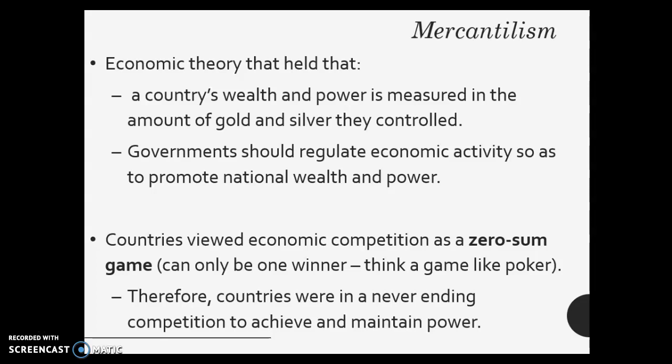Zero-sum game is like poker. There can only be one winner, right? Five of us sit down at a table. We throw in, say, $100 each into the pot. At the end of the night, only one of us is walking home with all that money. Everybody else has got nothing.